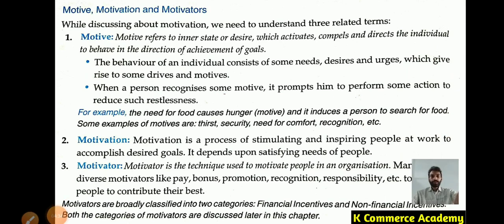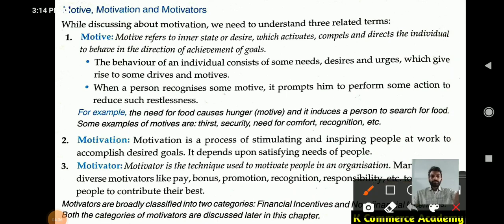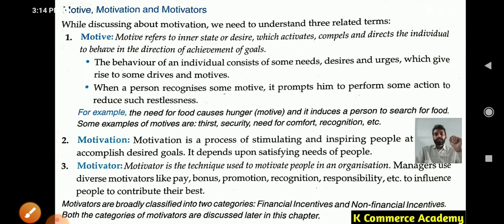You may have heard this term motive many times in movies or in some detective serials. When a person has committed a murder or some crime, an investigation officer always searches for what was the motive why this crime happened. So what does motive mean? Motive refers to an inner state or desire which activates, compels, and directs the individual to behave in a direction of achievement of a goal. Motive means a state of mind, a desire, or an inner state of mind.